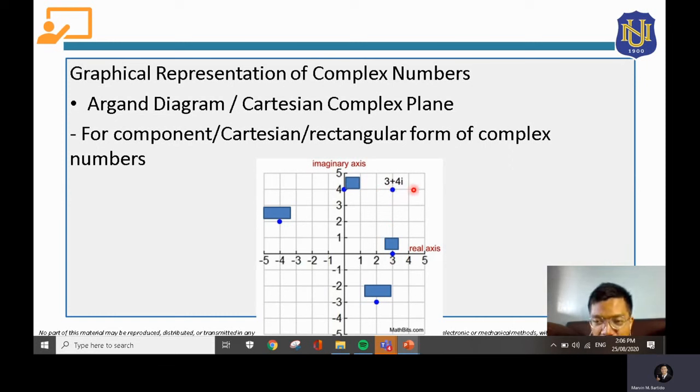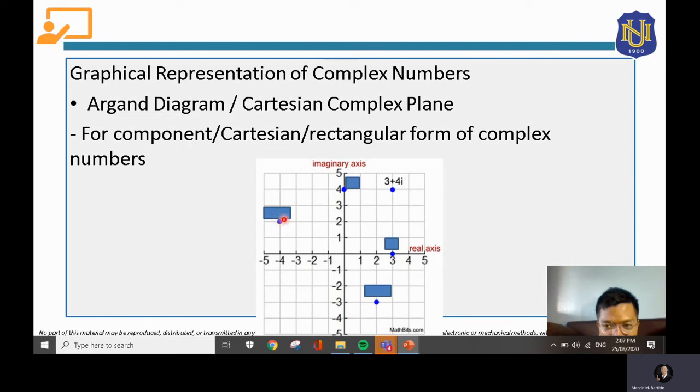Now, let us also solve the remaining points that are plotted here in this Argand diagram. So for this point, let's find out what complex number it represents. Here, in the real axis, this is actually 2, right? And in the imaginary axis, this is negative 3. So we can say that the complex number that it represents is actually 2 minus 3i, right? So this is the representation of that complex number.